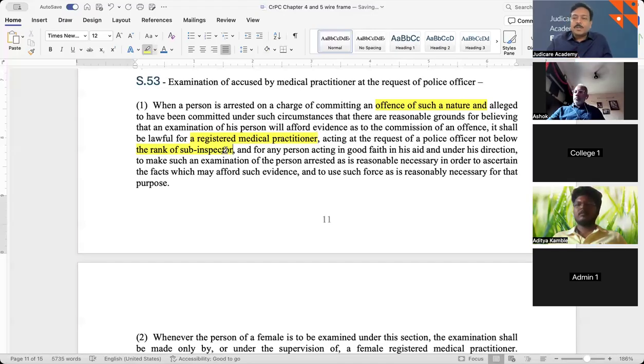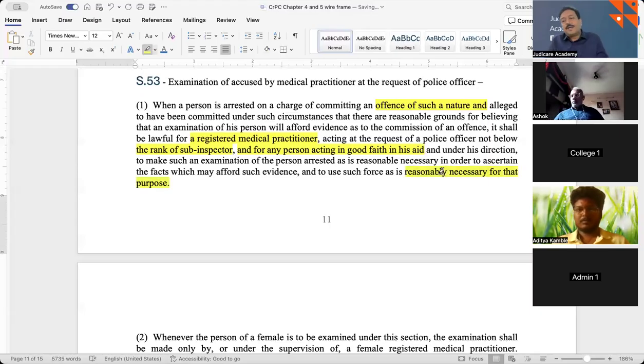In that case, it is not always possible, so it is also written that any person acting in good faith in his aid, which is mostly the police constables. So this is authorized by an officer at the rank of sub-inspector at least, but it is executed by the person in good faith, which is the constables of the police station, under his direction to make such examination of the person arrested as is reasonably necessary in order to ascertain. The basic tests are defined already. Those tests are reasonably done. And use such force as is reasonably necessary for that.